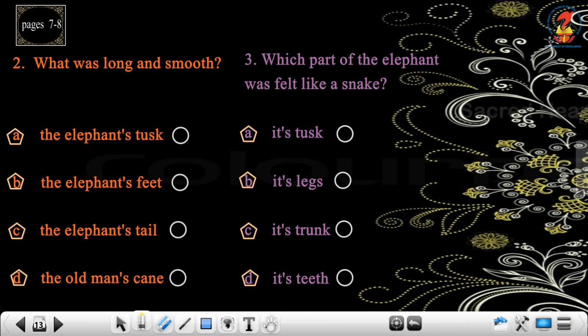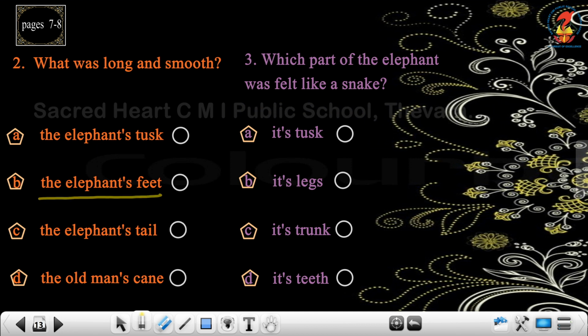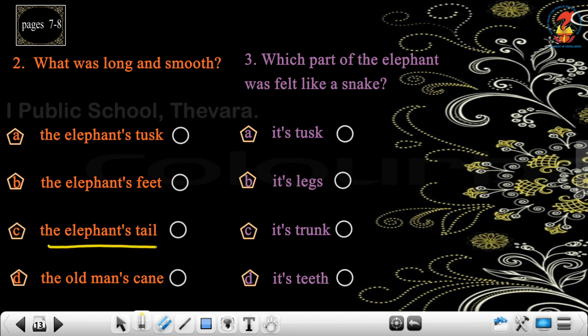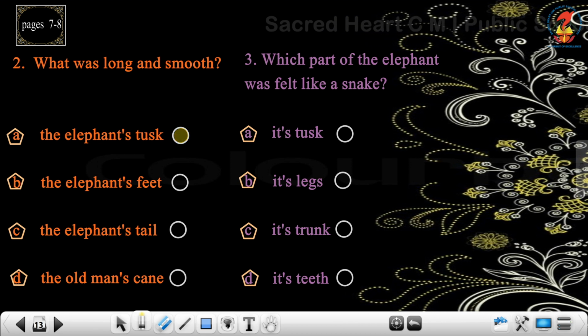See, we will read the options. Option A, the elephant's tusk. Option B, the elephant's feet. Does the elephant's feet feel like long and very smooth? Never. The elephant's tail? No. The old man's cane. Did they touch the old man's cane? No. So what can be the answer? Yes, the elephant's tusk. Option A, the elephant's tusk felt long and smooth. So bubble option A with your pencil. Bubble completely. Okay, children? Fine.